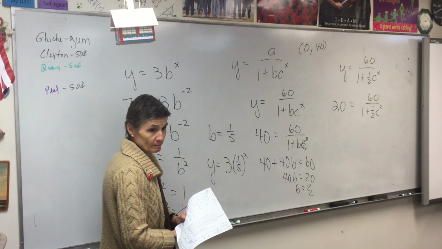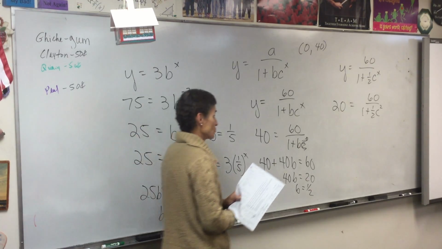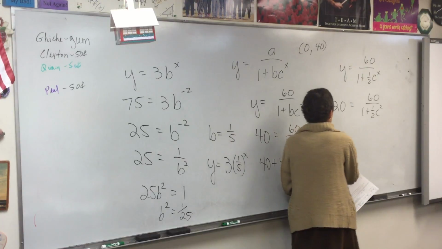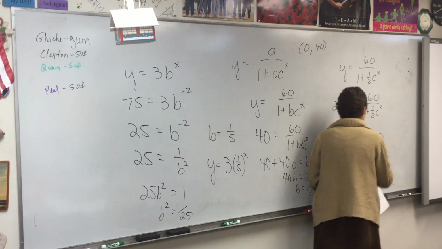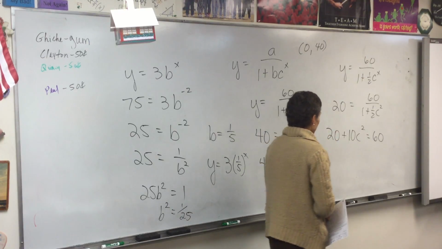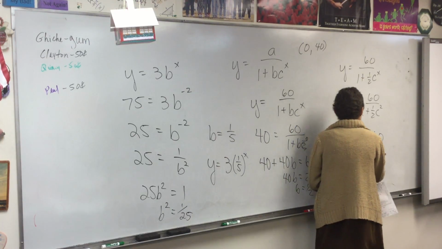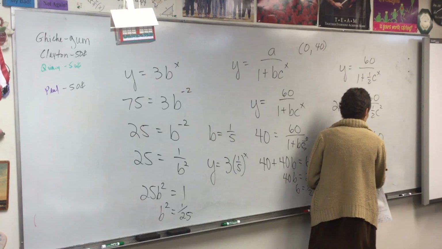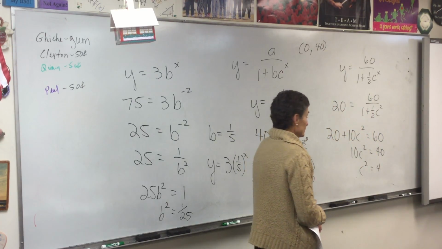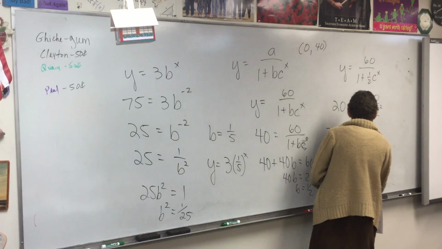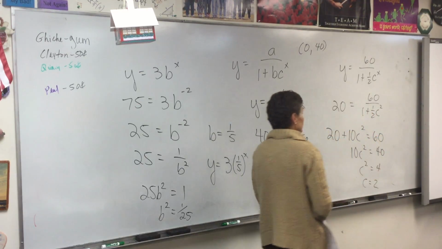You know what to do? Cross multiply, distribute again, just like we did in this last step. So 20 plus 10c squared equals 60. So 10c squared equals 40, and c squared equals 4. Which means c must equal 2.